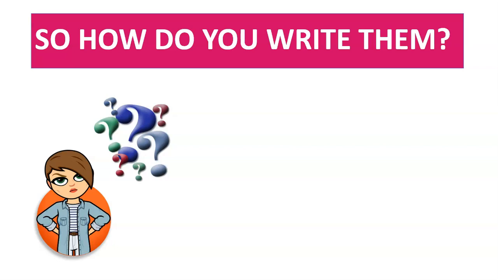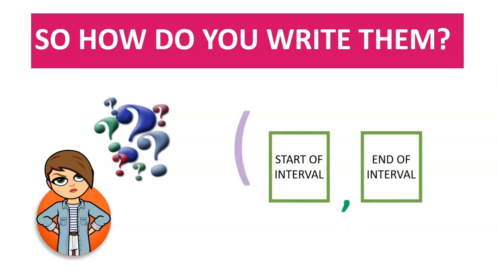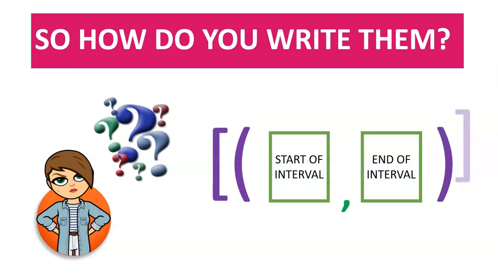Okay, so how do you write these things? You put the start of the interval, the end of the interval, you separate them with commas, and then you decide on the outside if you're going to be using a parenthesis or a bracket. You won't ever use both of them on each side. You'll use one or the other on the left and right of the start and end of your interval, and be sure to keep them separated by commas.